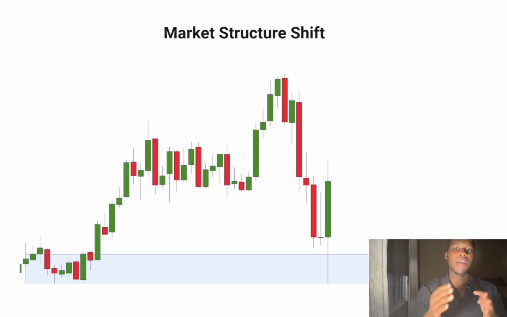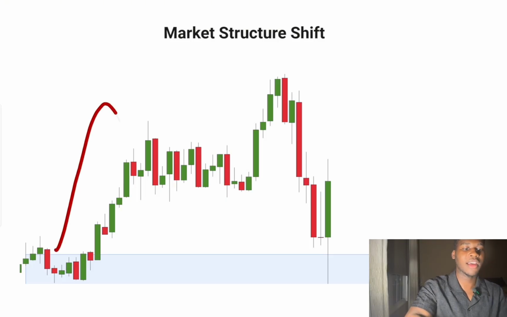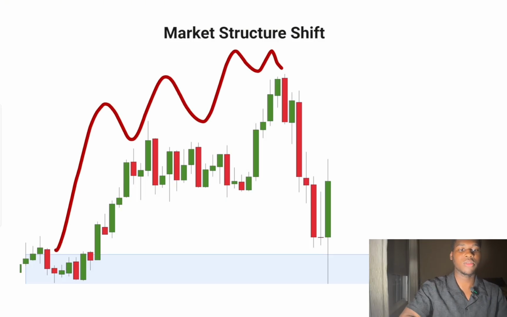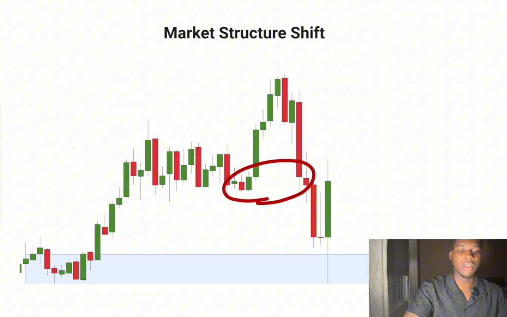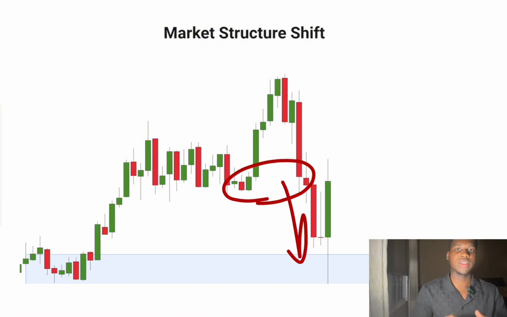So if we understand basic market structure, which is purely price making higher highs and higher lows, and then we come down, price disrespected this trend that it was in, making these higher highs and higher lows, exactly specifically at this point. So from this point and beyond, we were mainly looking for those sells.